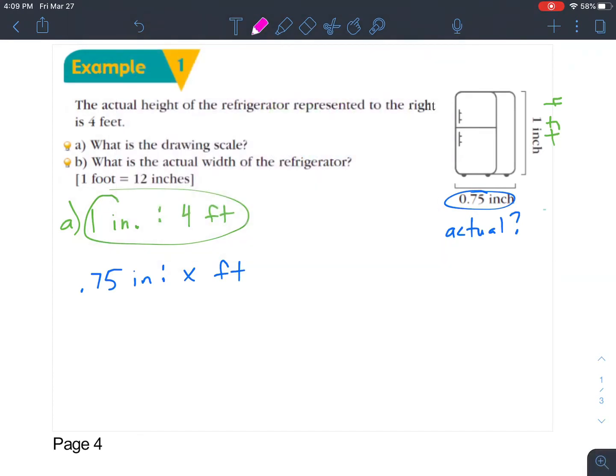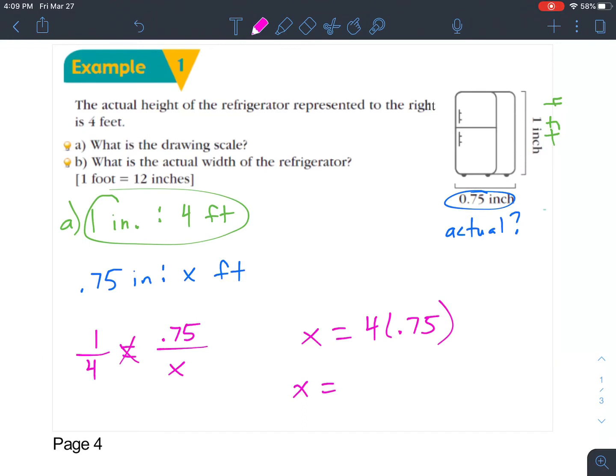So let's do 1 inch over 4 feet equals 0.75 inches over x feet. Now in this example, even though our units are not the same, we are still allowed to cross multiply. So when we do that, we're going to get x times 1 again equals x. Now we have to do 4 times 0.75.